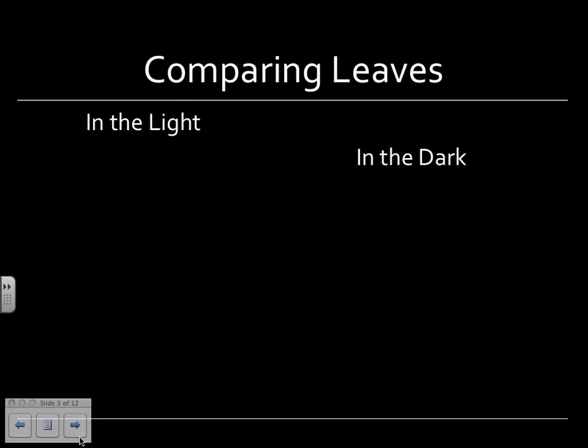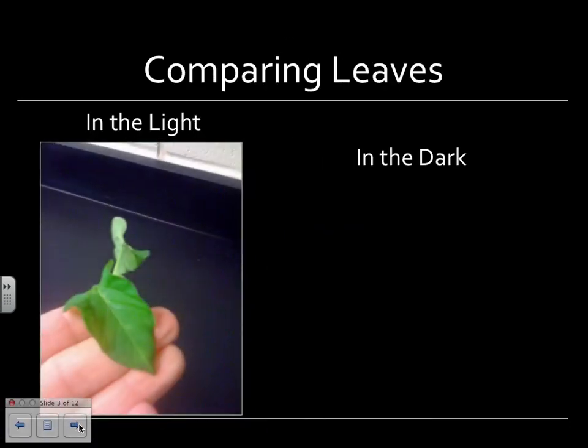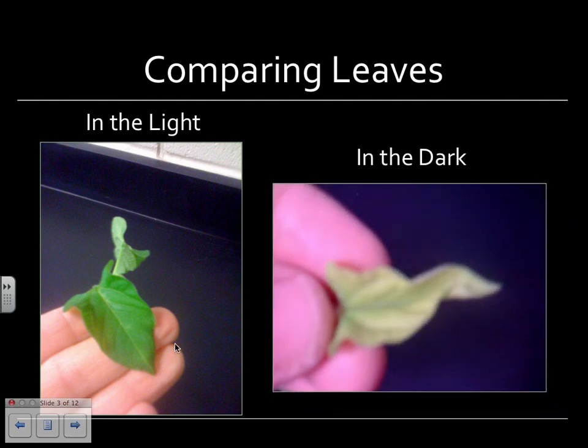If we looked closer at the leaves, we would see that the plant in the light has broad green leaves, and the plant in the dark has crinkly leaves, and the coloration is not as green. It's a lighter green, or in a lot of spots the students will see a white color. So definitely a coloration difference between the plants.